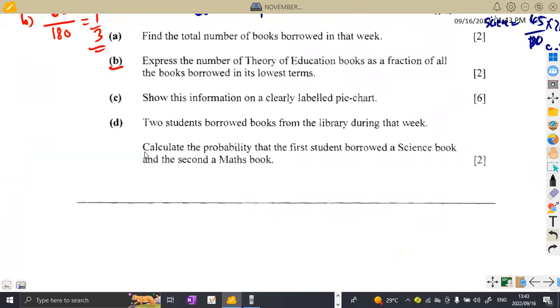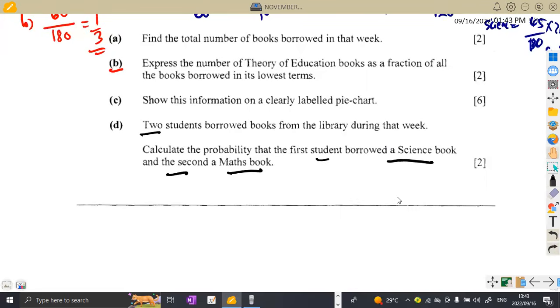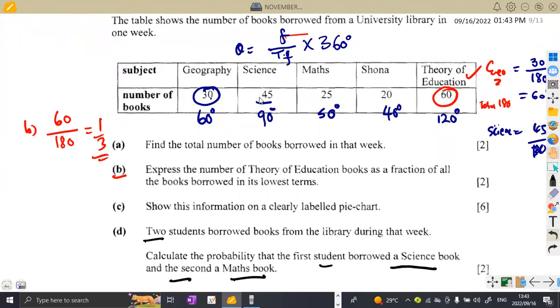Okay, then D. 2 students borrowed books from the library. So take note, how many students are there? There are 2, okay? Calculate the probability that the first student borrowed a science book and the second a maths book. So these 2 students, they borrowed from different sections. The first one borrowed a science book. How many science books do we have? Okay, so you have to cross-check here. The science books, they are 45.